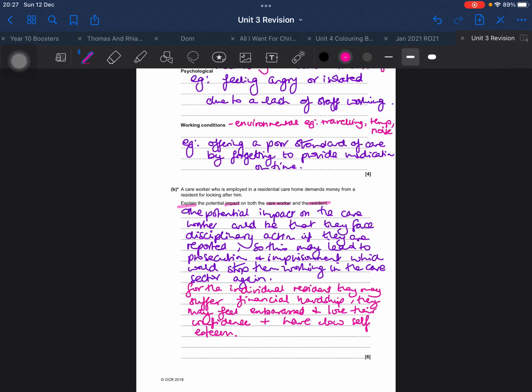And again, we can apply this back to our PIES. We're looking at a physical issue, an emotional issue, in both cases here. Okay.